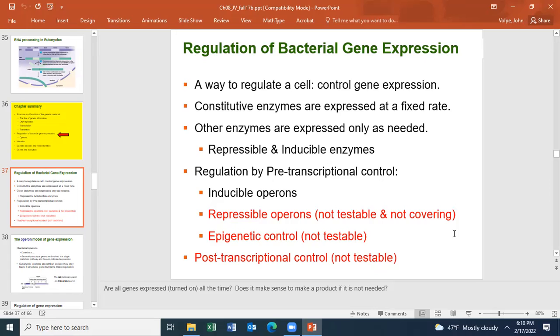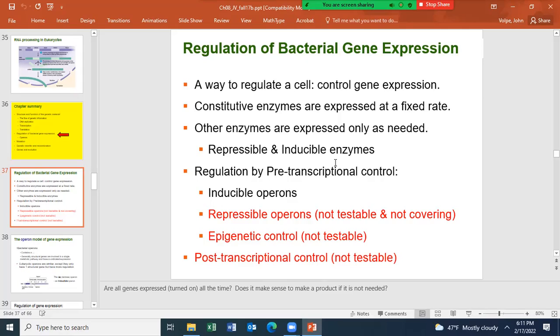There are other enzymes that are expressed only as needed. They are turned on when the cell wants to make them, and they are turned off when the cell does not want to make them. These are controlled by repressible and inducible genes. So an enzyme can be a repressible enzyme or an inducible enzyme. There are other ways that the cell can control the expression of genes. You can regulate by pre-transcriptional control.